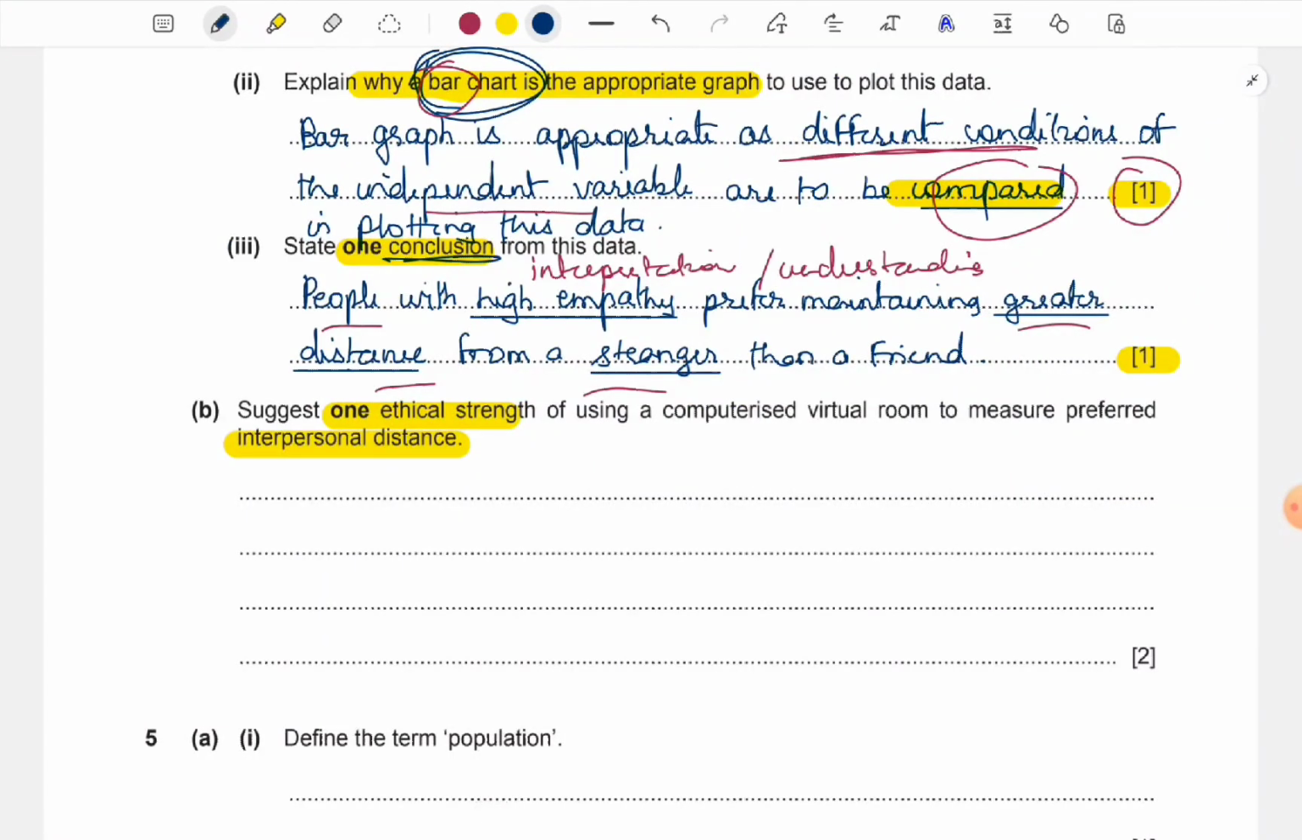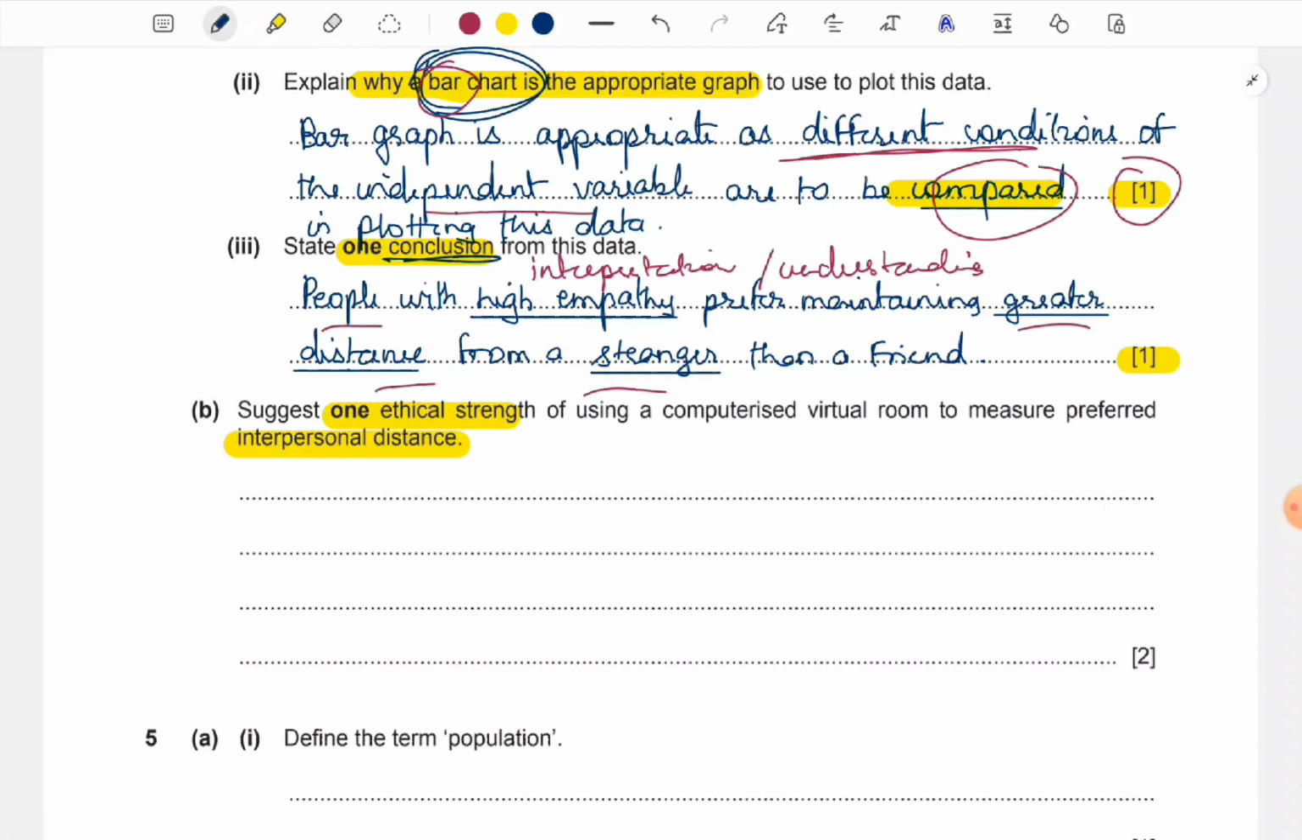Okay, now this was the point when I realized that the video had stopped recording. So I had not written the answer for this one. Let's do it now. The question given here is in continuation of the table. Suggest one ethical strength of using a computerized virtual room to measure interpersonal distance. Now, this should seem very obvious to you.